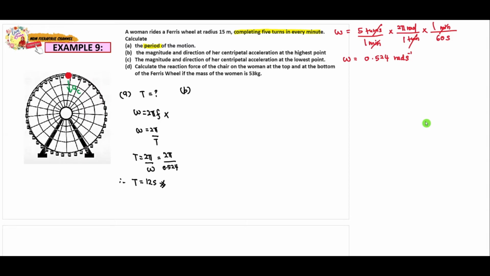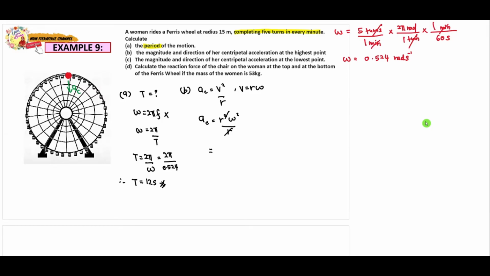So magnitude, so AC is equal to V squared over R. And remember, V is equal to R omega. So AC juga kita boleh tulis sebagai apa? R squared omega squared over R. So AC kita boleh tulis sebagai R omega squared. Boleh. Okay, so let's substitute R.